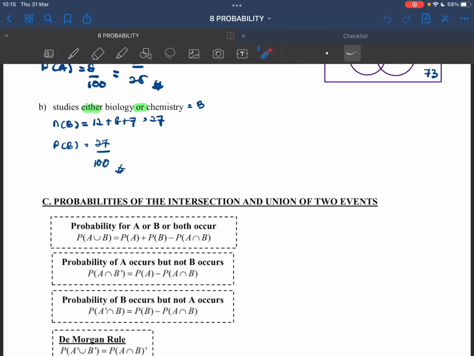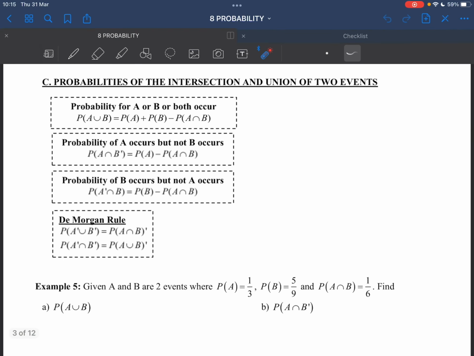Okay, let's just go to the notes. Here we have the probability of the intersection. Intersection is like this and union is like this. That is the symbol for intersection and union. The first one is the probability for A or B or both occur. So what we have here is P(A union B). That is what you have to use if the question asks for A or B or both events. The formula is P(A) plus P(B) minus P(A intersect B).